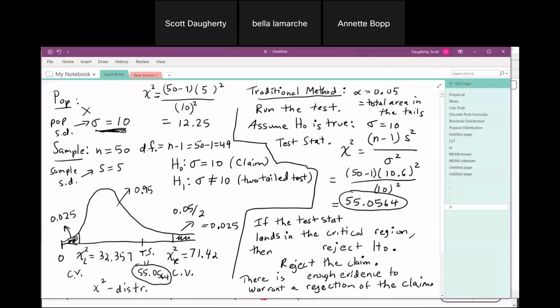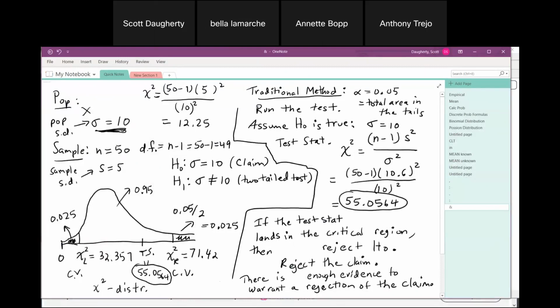And notice that 12.25 would land in the critical region on the left-hand side. And I would still reject the null hypothesis, right? Because if you land in the critical region, you're rejecting it. The reason I'm rejecting it now is because 5 is much smaller than 10. When it was 20, I was rejecting it because 20 was much bigger than 10. So if it lands over here, it means it's much bigger than 10. If it lands over here, it means it's much smaller than 10. And so 5 is a lot smaller than 10. That's what this is telling me, because 12.25 is landing past below 32.